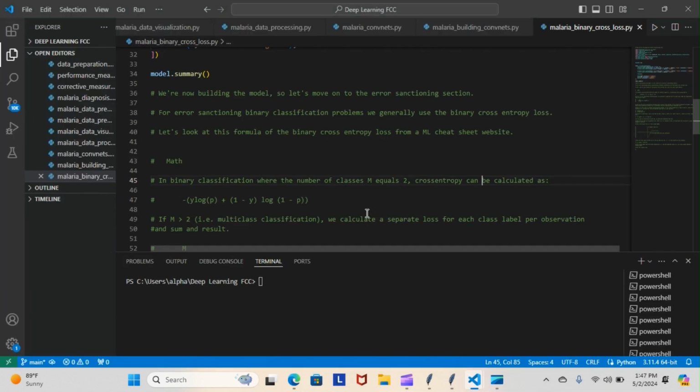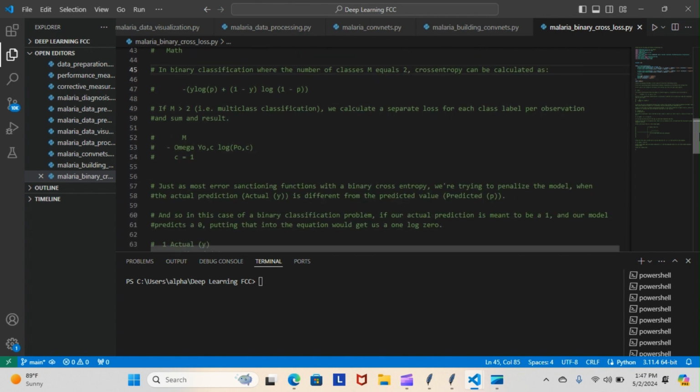So now we're building a model. Let's move on to the error sanctioning section. For error sanctioning binary classification problems, we generally use the binary cross entropy loss. Let's look at this formula of the binary cross entropy loss from an ML cheat sheet website. So this is the formula here.